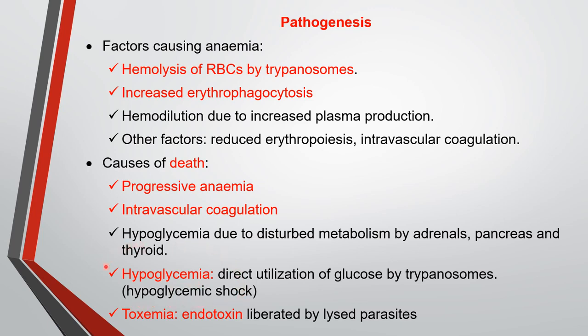One of the reasons for circling is hypoglycemia. Another reason is that trypanosomes block the capillaries of the brain, and that is also one reason for circling. The fourth reason of death is toxemia. These trypanosomes produce endotoxin, which is liberated by live parasites. So these are the causes of death, and here we have seen the causes of anemia. This anemia and death are the prominent symptoms in acute cases.